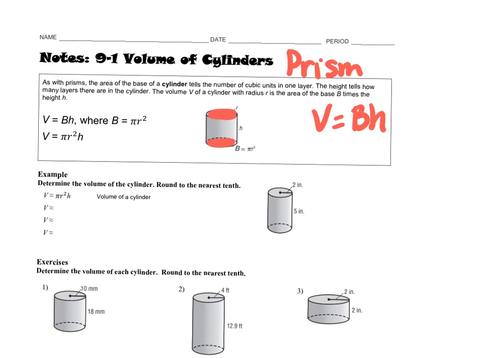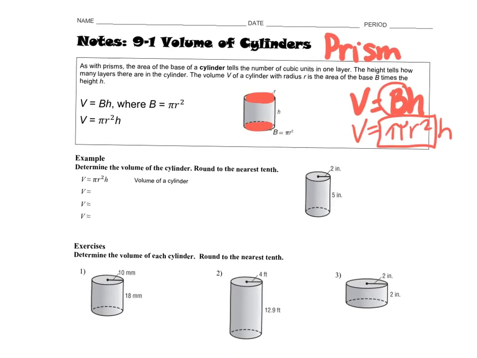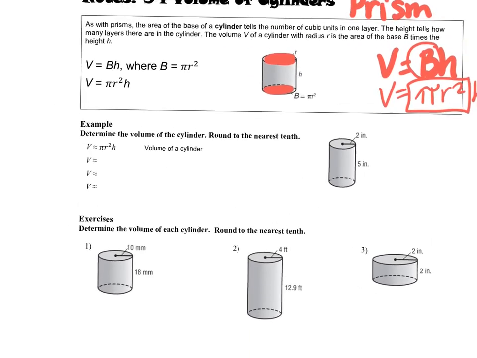We're going to sub it in just like we did those other ones, and we're going to go to volume equals pi r squared h. So this is technically what you're subbing in for that area of the base, because that's how you find the area of a circle. So determine the volume of a cylinder, round to the nearest tenth.